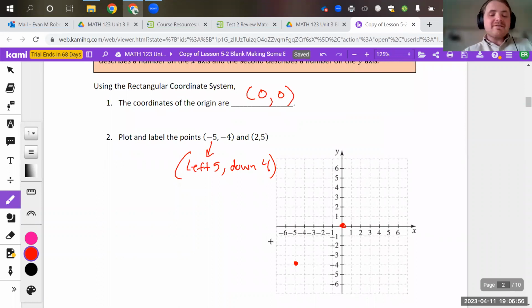If that is left 5 and down 4, then the second point right there is communicating right 2 and up 5. The X coordinate is always left or right, and the Y coordinate, the second coordinate, is always up and down. So we'd go right 2 and up 5.